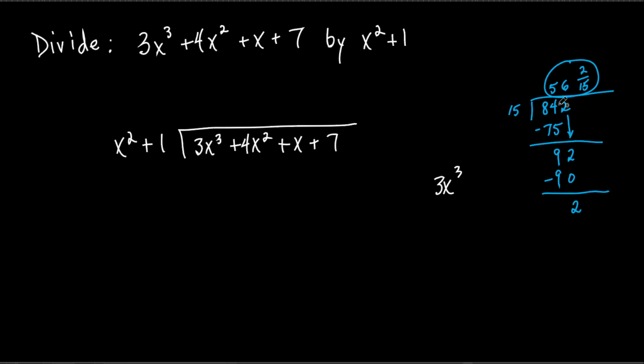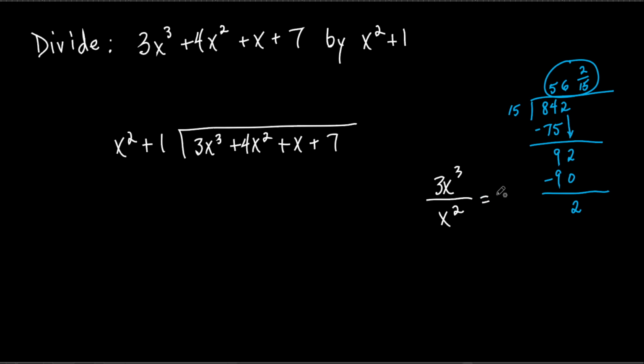No, we took 84. That's the thing in the box. So what's in the box here? What's the first thing in the box? 3x cubed. And we want to find out how many times, forget the plus 1 right now, okay? Just look at the x squared. How many times does x squared divide into 3x cubed?